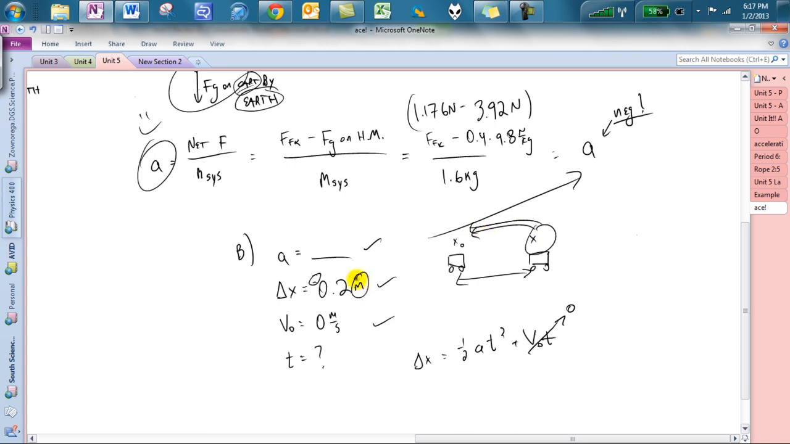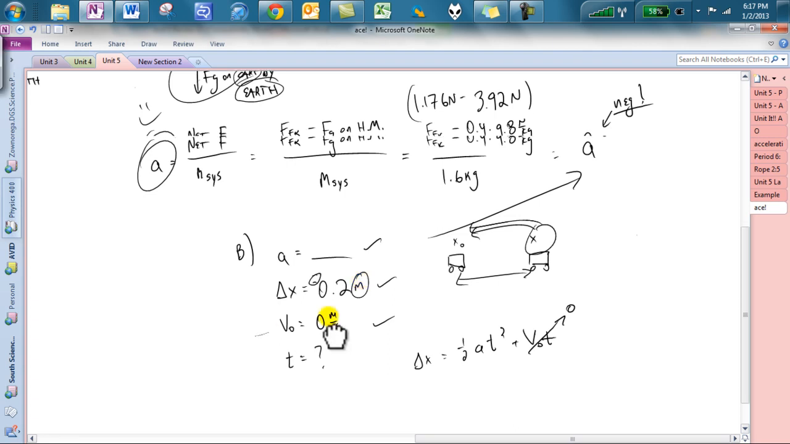Notice that I transferred it into meters as well. Remember, if you're dealing with centimeters and you're trying to do meters per second squared or anything else like that, you're going to run into problems there. So that is how you'd solve for part B.